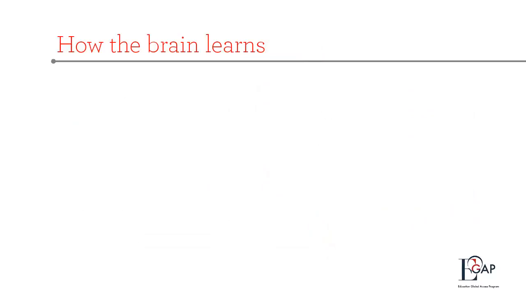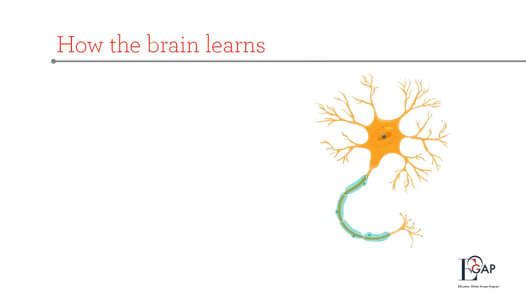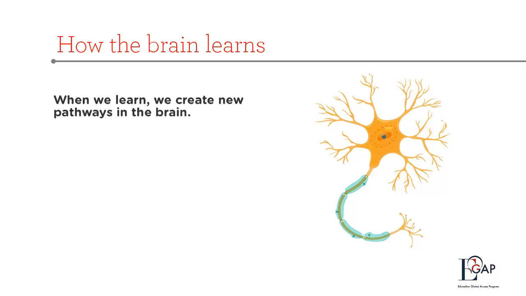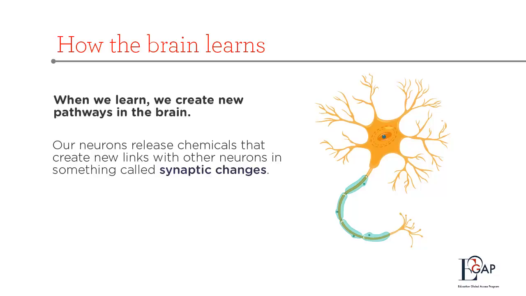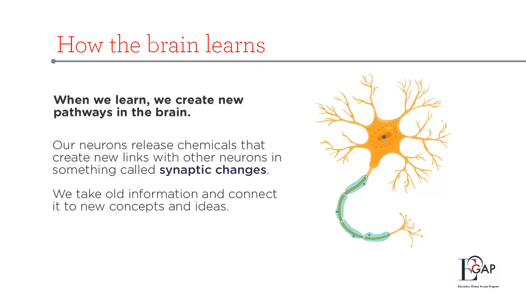Now, this is extremely important, because here we come to the core of what it means to learn. When we learn, we are creating new pathways in the brain. Our neurons are releasing chemicals that create new links between other neurons, something called synaptic changes. We are taking information already stored in our brain and connecting it to new concepts, new ideas, and teaching our brains to better interpret and make meaning out of the things we see around us.